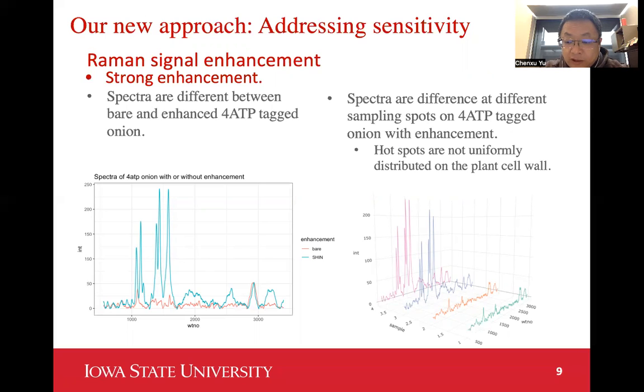So we worked on that, and we developed a silver particle based enhancement that can generate more uniform enhancement across the board on the plant cell wall surface to address this hotspot non-uniformity issue. Because what we wanted to get is a chemical image of the entire cell wall structure, not just piecemeal, spot by spot. So we need to have a uniformly distributed enhancement across the board. And we were able to do that.